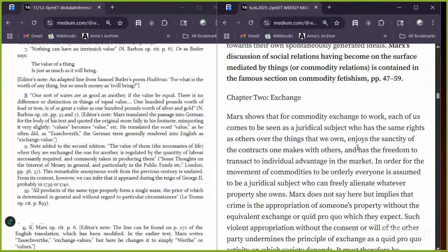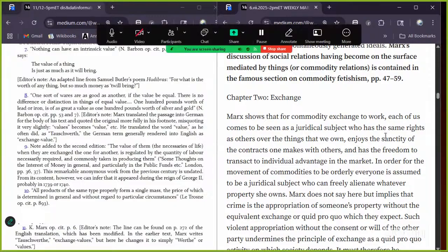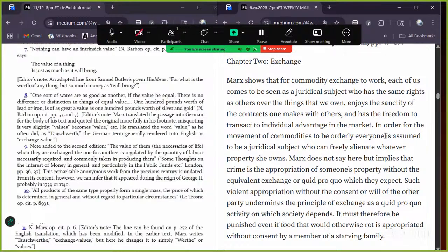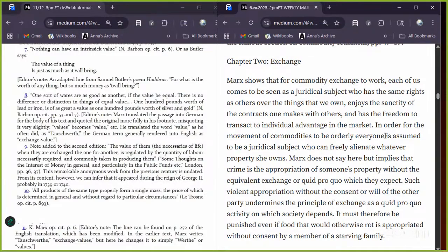Marx does not say here, but implies that crime is the appropriation of someone's property without the equivalent exchange or quid pro quo which they expect. Such violent appropriation without the consent or will of the other party undermines the principle of exchange as a quid pro quo activity on which society depends. You know, this idea that the fairness is somewhat, however subjective, does operate. It must therefore be punished, even if food that would otherwise rot is appropriated without consent by a member of a starving family.